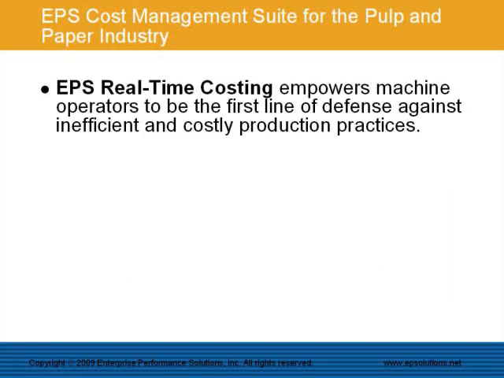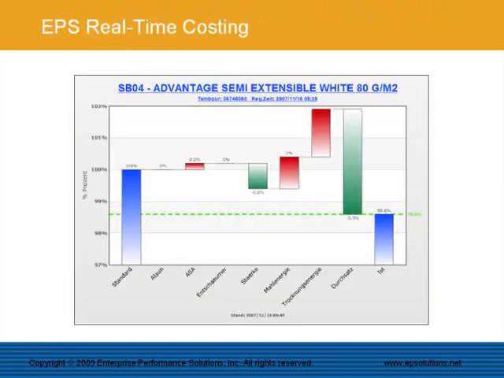The EPS Real-Time Costing module empowers machine operators and production managers to be the first line of defense against inefficient and costly production practices. This is done by providing production staff with information in real time on how their decisions impact production costs. In this example, we can see the cost profile of a paper reel.